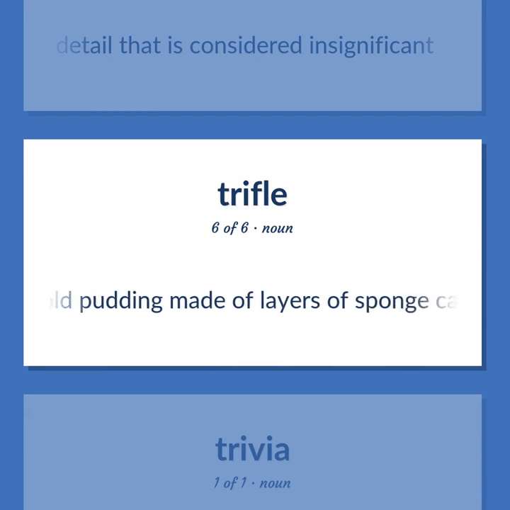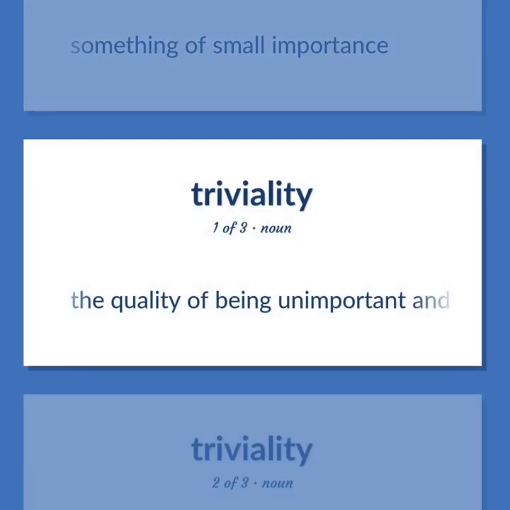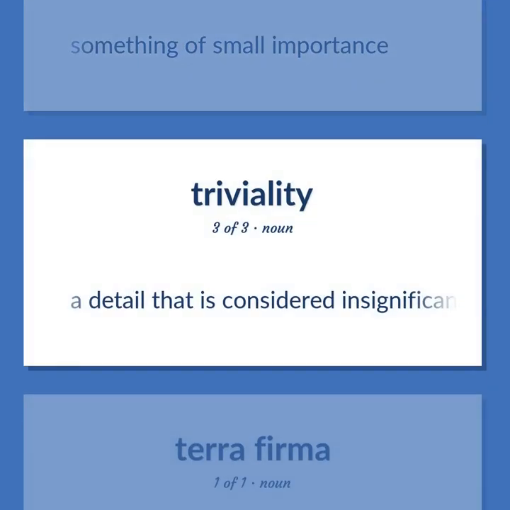A cold pudding made of layers of sponge cake spread with fruit or jelly. May be decorated with nuts, cream, or chocolate. Something of small importance. The quality of being unimportant and petty or frivolous. Something of small importance. A detail that is considered insignificant.